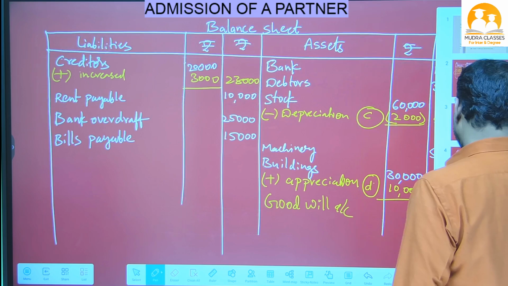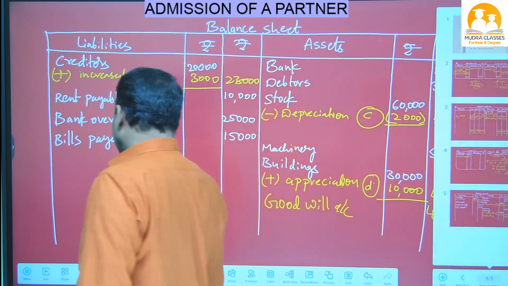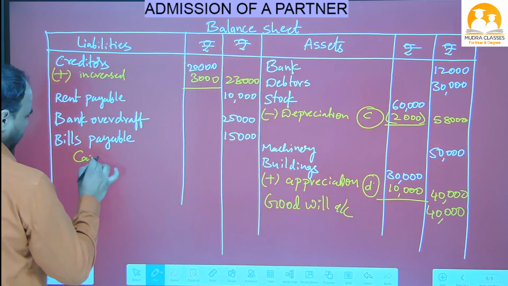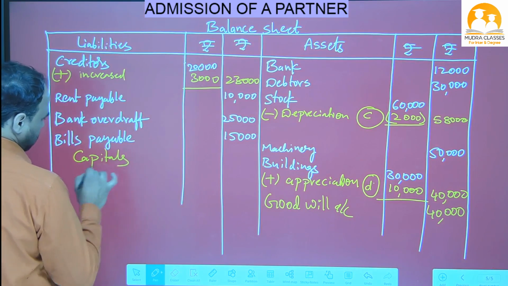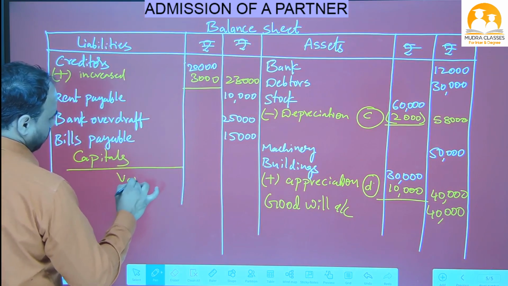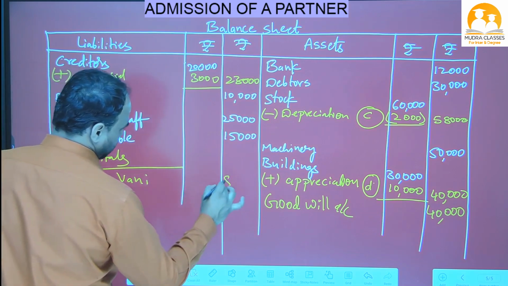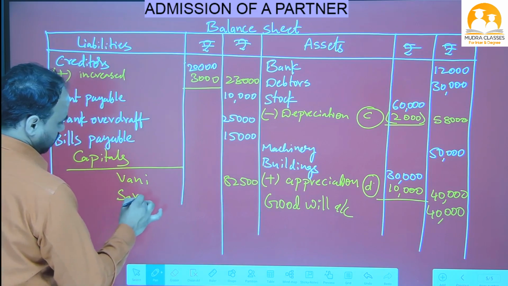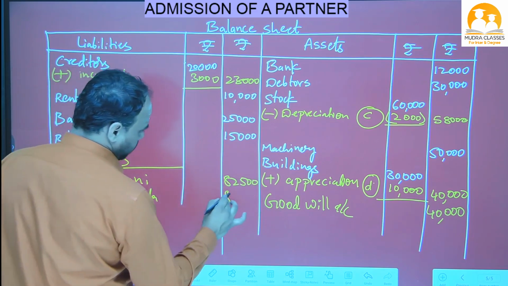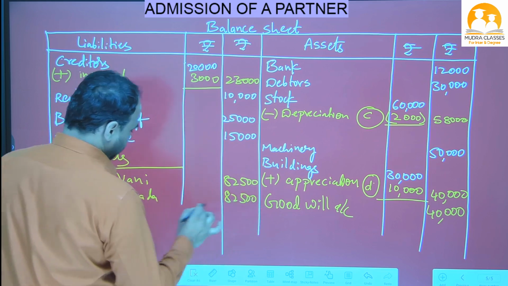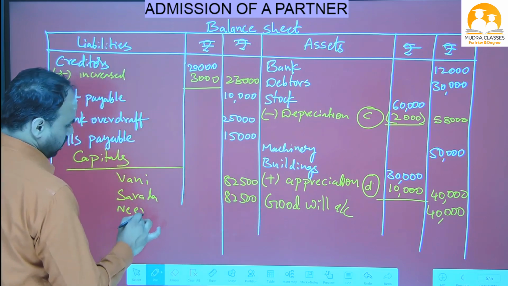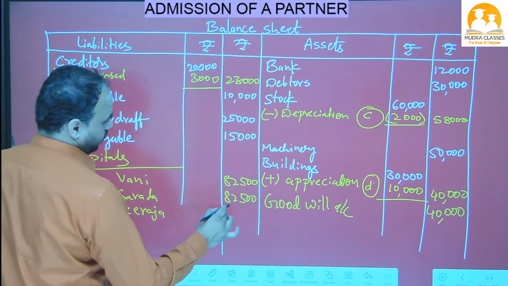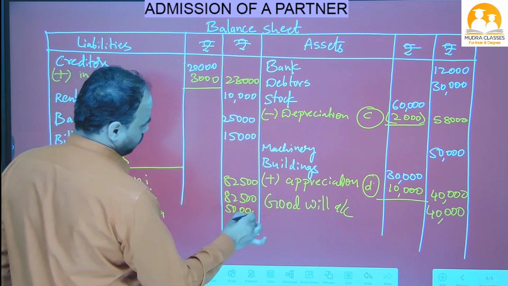So balance sheet asset side we have, liability side we have to write. Balance sheet liability side we have to write capitals. Vani capital, how much we got? 82,500. And Sarada capital also we got 82,500. And what about Neeraja capital? We got 50,000. So that 50,000 we have to write.